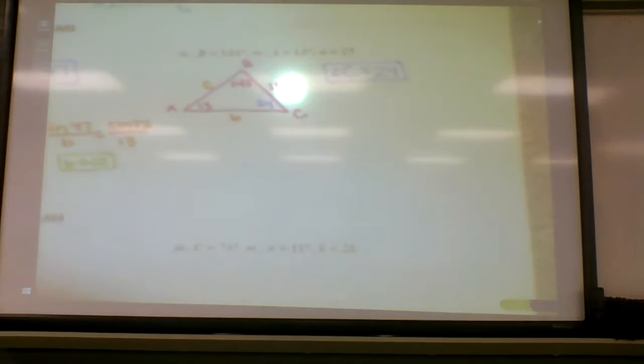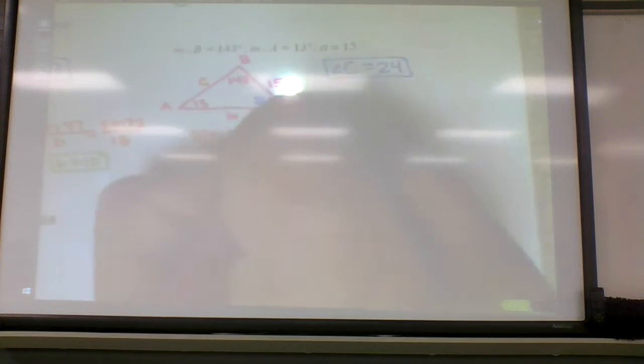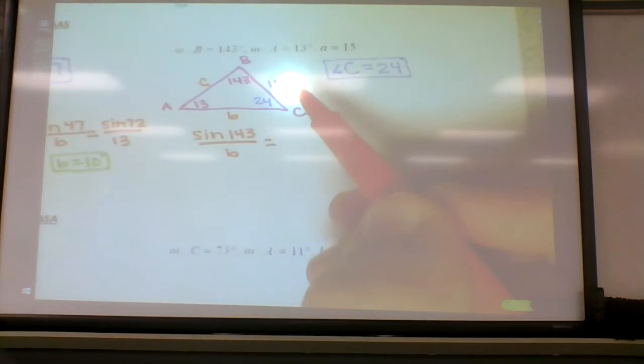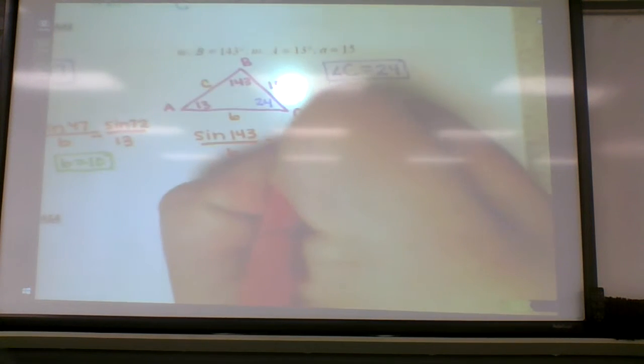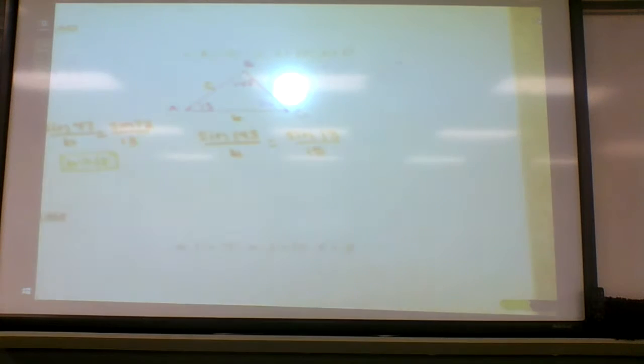and we're gonna have to find little b and little c. Does it matter which one we do first? Not at all, right? You get to pick. So, would you like to do b or c first? B. So that means I need to use the sine of angle b over little b. And then the pair that I have is a and little a, right? So I'm going to say that that's equal to the sine of 13 over 15.